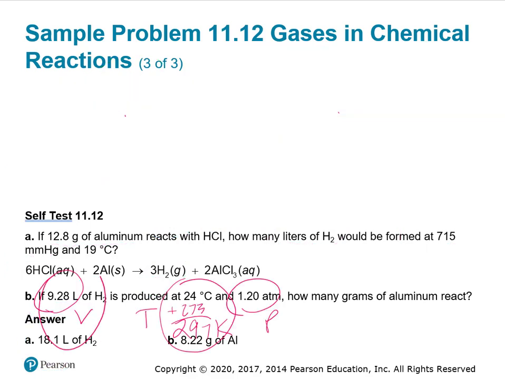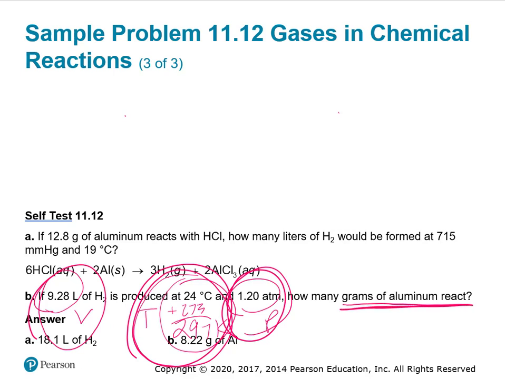In this problem, we're given volume of hydrogen, the temperature, and the pressure. It wants to know how many grams of aluminum will react. Well, given pressure, volume, and temperature of hydrogen, I can plug that in. If I know pressure, volume, temperature, we always know R. We can find moles of hydrogen. Then I can go from moles of hydrogen to moles of aluminum, and then moles to grams using the molar mass of aluminum. Let's plug it in.